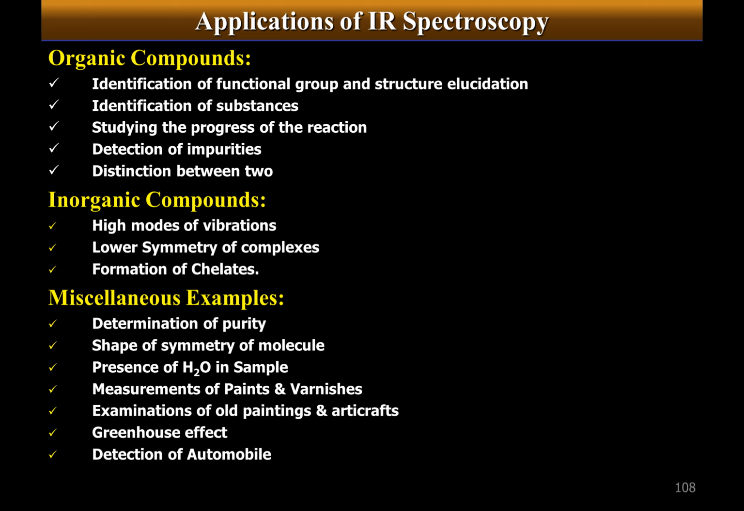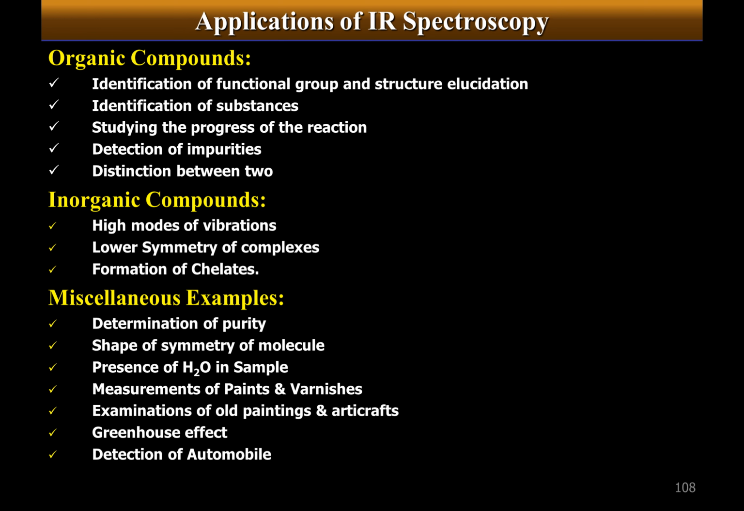Studying the progress of the reaction, that is reaction monitoring. For example, if you start with something with a cyano group and it cyclizes to an amino group, the IRs of the starting material or reaction mixture and the final product will accordingly show the corresponding groups. Detection of impurities: if some starting material is there and its peaks show in the spectrum, that means some impurity is there. And distinguishing between two compounds, again through superimposable IR.